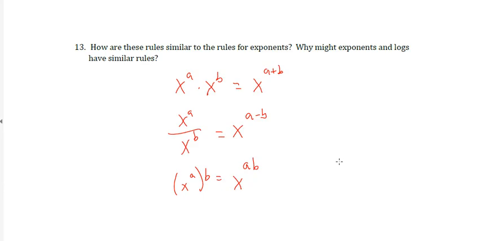All right, that is the 2.3 task called chopping logs.